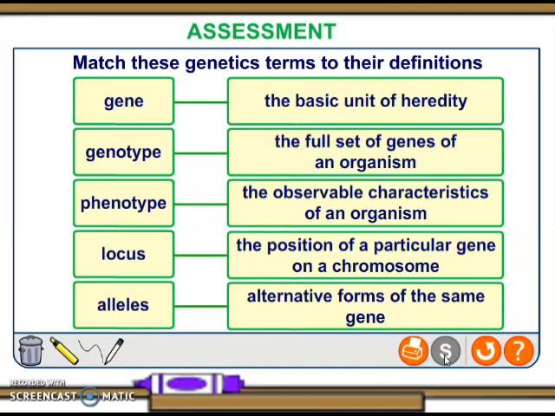Here's the answer. Gene is the basic unit of heredity. Genotype is the full set of genes of an organism. Phenotype is the observable characteristics of an organism. Locus is the position of a particular gene on a chromosome, and allele is the alternative form of the same gene.